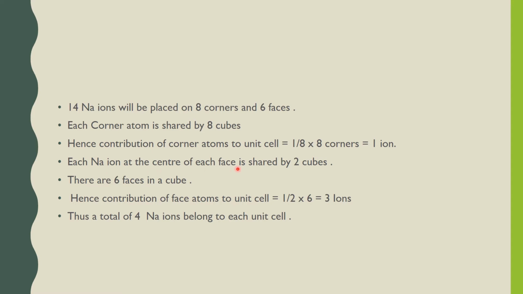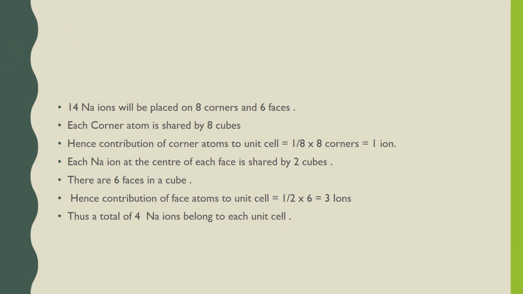Each sodium ion which is placed at the center of each face is shared by 2 cubes. There are 6 faces in a cube, and hence the effective contribution of the atoms on the faces to the unit cell is 1 by 2. So 1 by 2 into 6 faces equals 3 ions per unit cell. So in all, there are 4 sodium ions belonging to each unit cell.